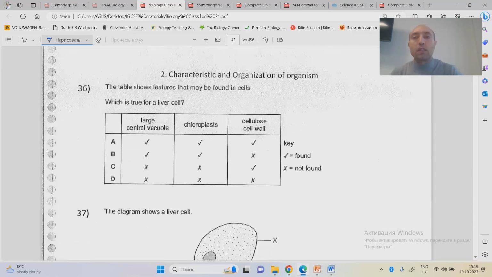Let's go to 36. Which is true for a liver cell? A liver cell, again, is a typical animal cell. Animal cells don't have a large vacuole, no chloroplast, and no cell wall. The answer is D.